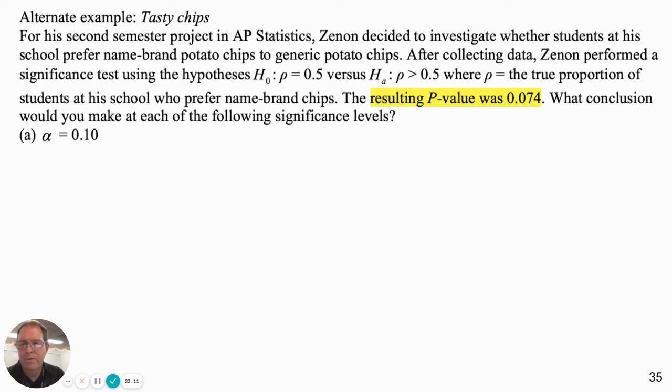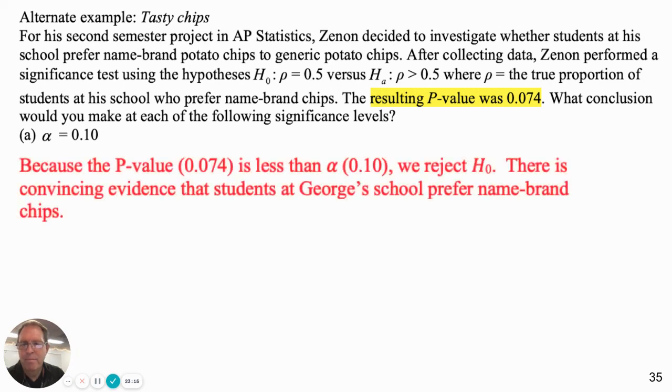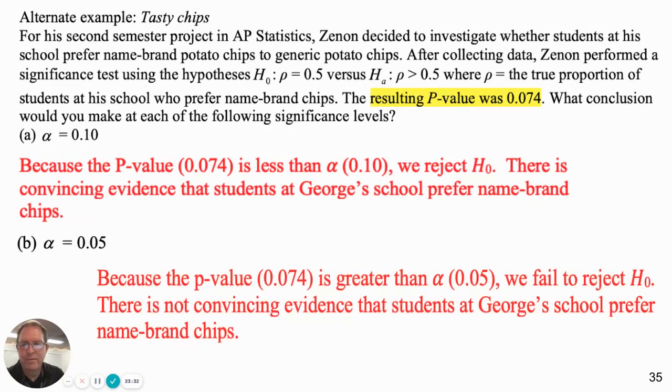At alpha equals 0.10, here's the conclusion. Because the p-value, and I insert its value, is less than alpha, and I insert its value, there is convincing evidence that students at the school prefer name brand chips. How about if the alpha is 0.05? In this case, because the p-value is greater than alpha, we fail to reject the null. There is not convincing evidence that the students at this school prefer name brand chips.